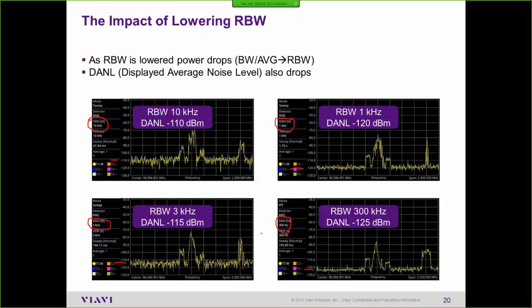You'll also notice I'm at a sweep speed of 47 milliseconds, and as I decrease the RBW, it goes up to 194 milliseconds. So the sweep gets slower because I'm lowering the RBW in swept mode.